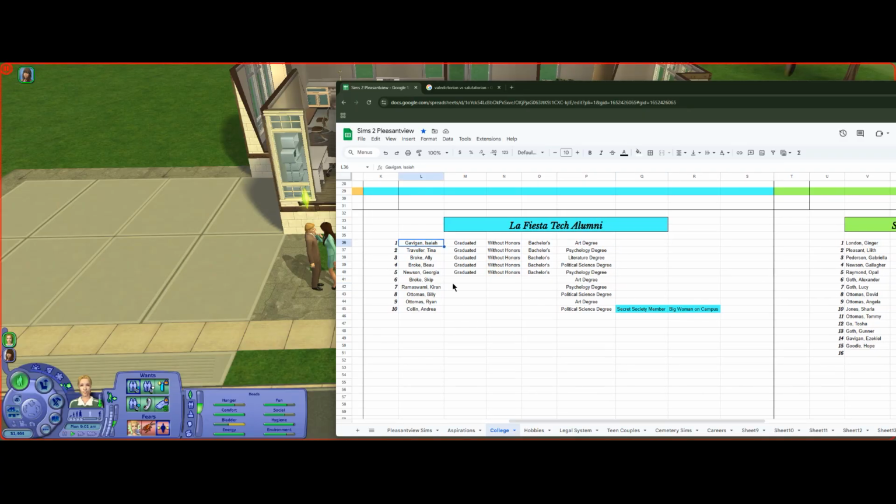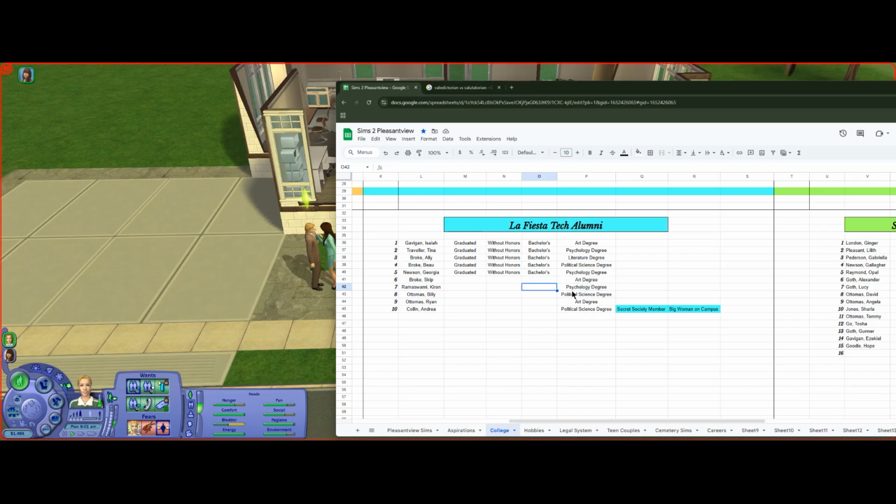So we have, again, the list, whether or not they graduated, with or without honors. And as you could tell, since this is a pleasure and romance college, most of my Sims are not going to graduate with honors. They're just going to get their bachelor's degree here. And most of them, it looks like, would be art and political science here. Psychology is here as well.